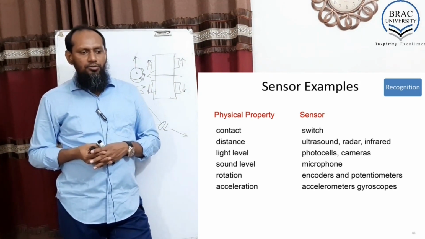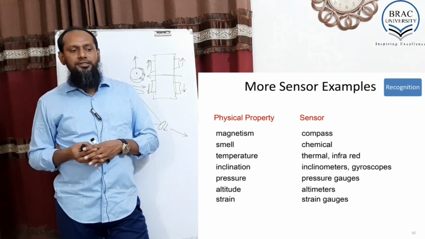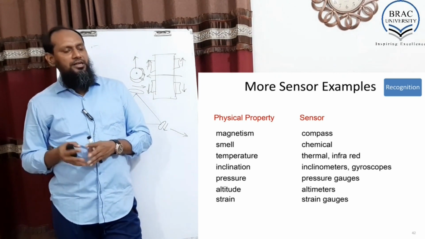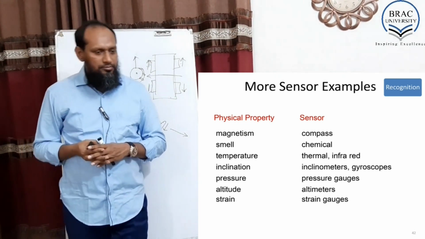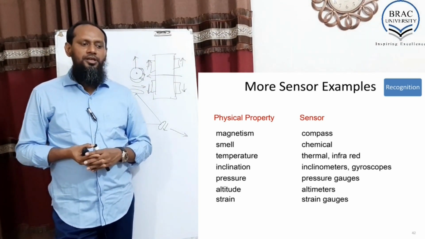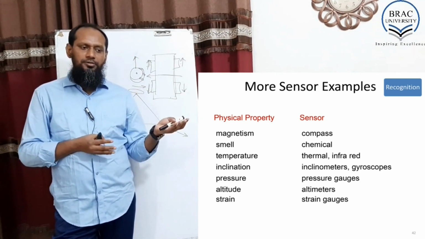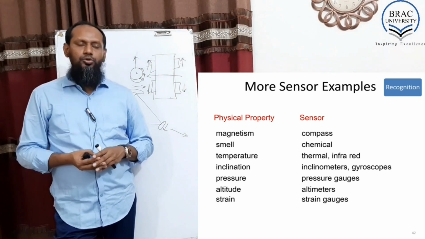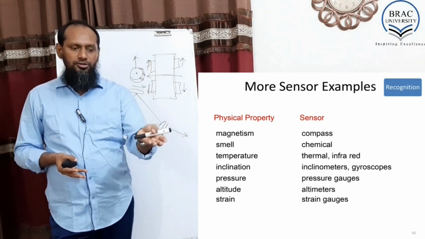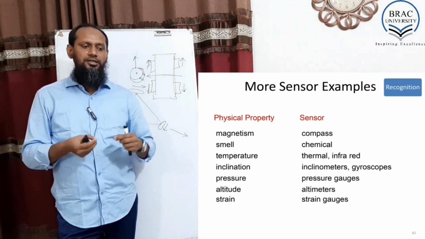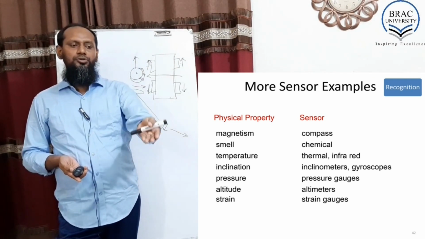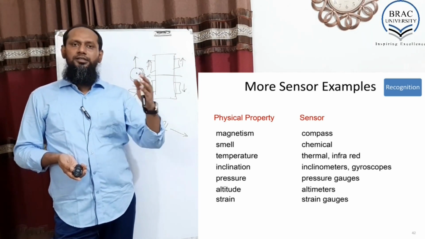To make a compass, we use magnetism. To sense smell, a chemical reaction can be used, but actually these are not built yet. Research is going on, but there is no authentic research on it. To measure the temperature, thermal infrared can be used. To measure inclination, an inclinometer can be used. For pressure, a pressure gauge can be used. To measure altitude, an altimeter can be used. To measure strain, a strain gauge can be used. So these are some sensors that can be used for measuring these kinds of physical things.